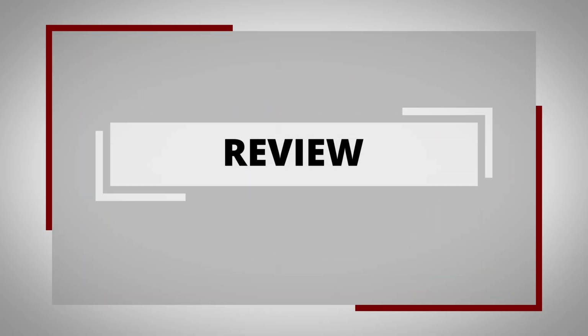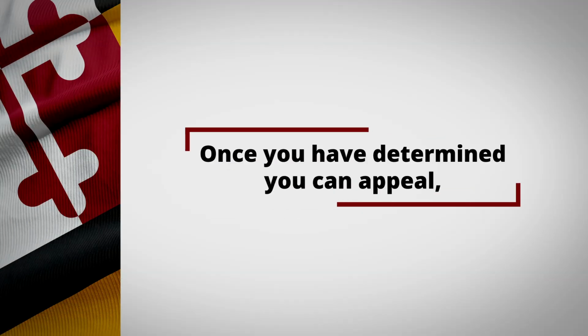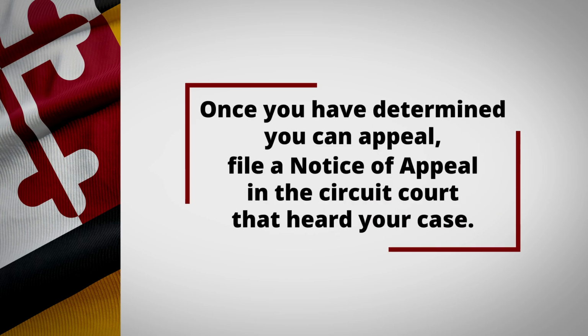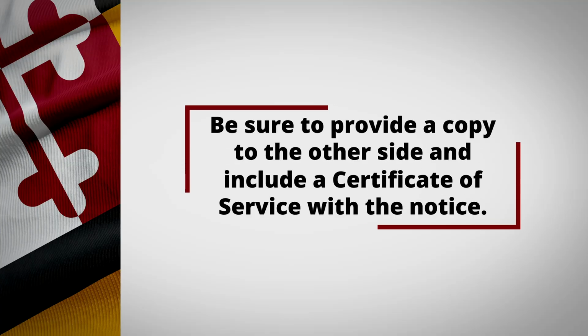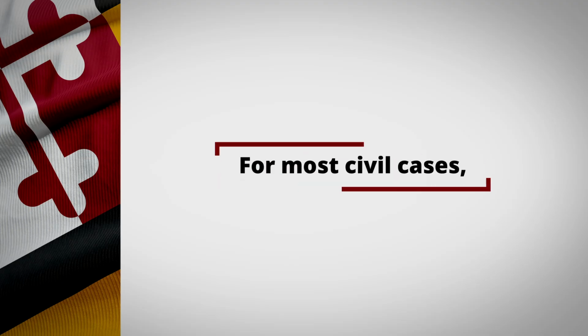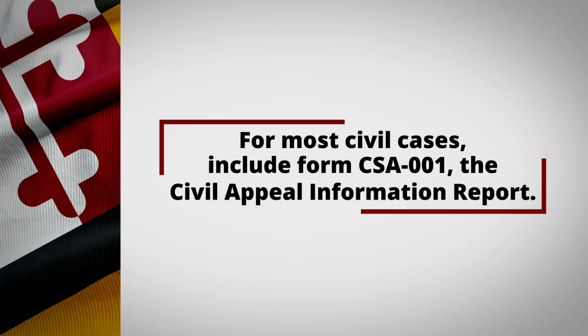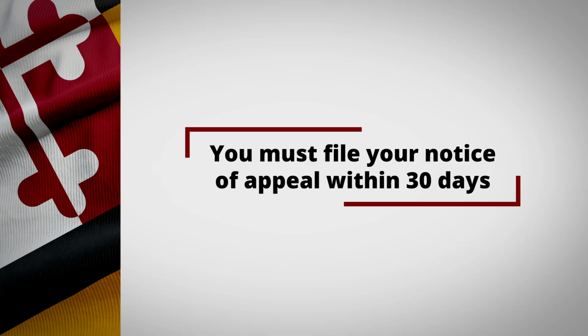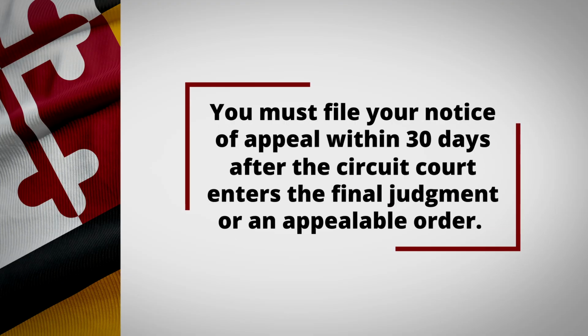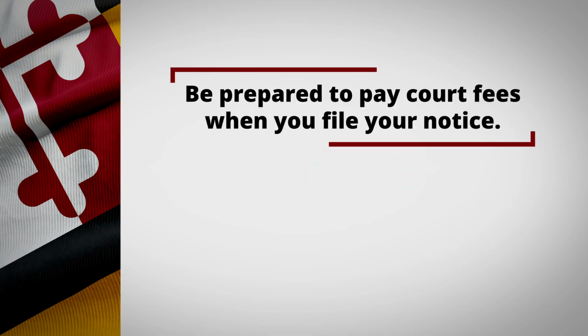Let's review. Once you have determined you can appeal, file a notice of appeal in the circuit court that heard your case. Be sure to provide a copy to the other side and include a certificate of service with the notice. For most civil cases, include Form CSA-001, the Civil Appeal Information Report. Typically, you must file your notice of appeal within 30 days after the Circuit Court enters a final judgment or an appealable order. Be prepared to pay court fees when you file your notice.